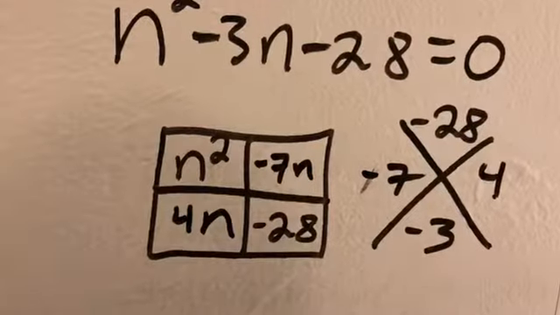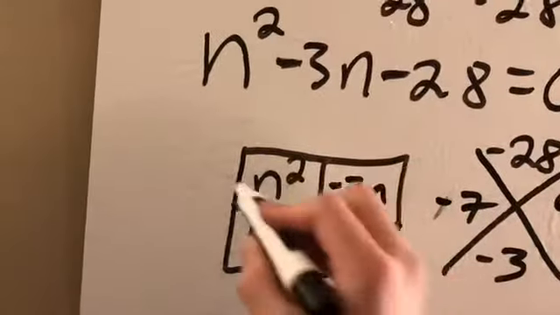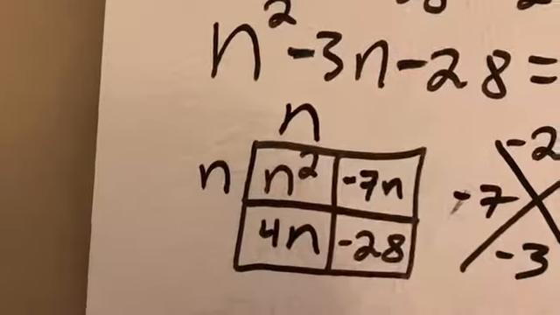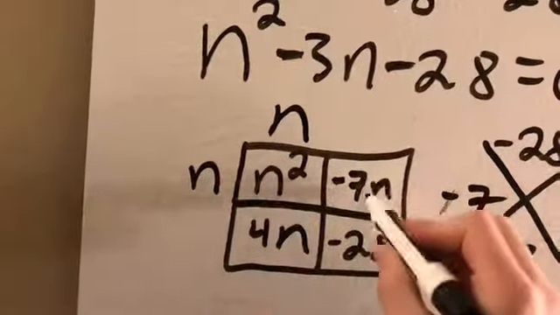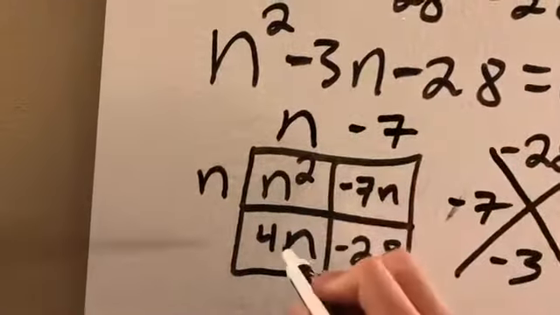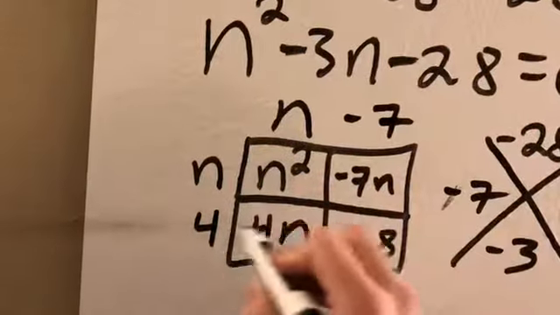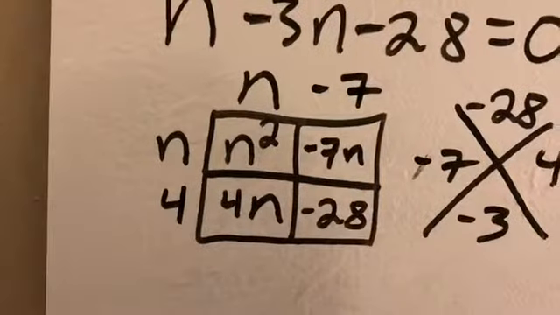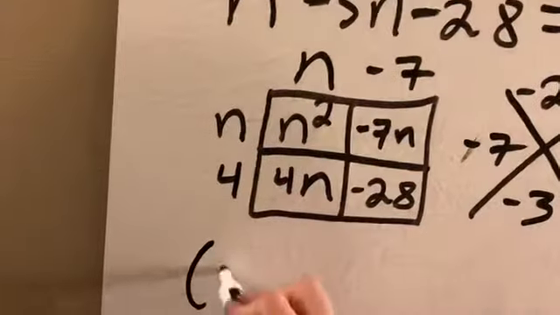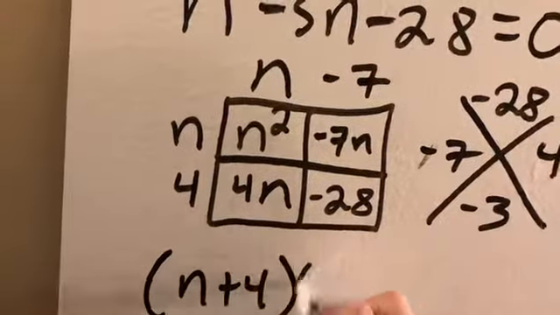And now we can start filling in the box. The only way to get n squared is n times n. So then n times negative 7 is negative 7n. N times 4 is 4n. And then that checks out. 4 times negative 7 is negative 28. So now we have our factors.